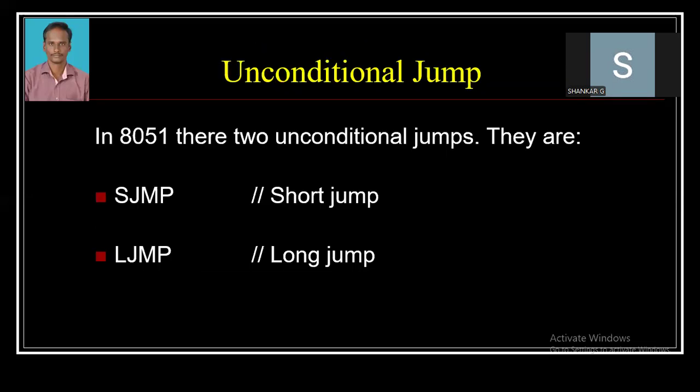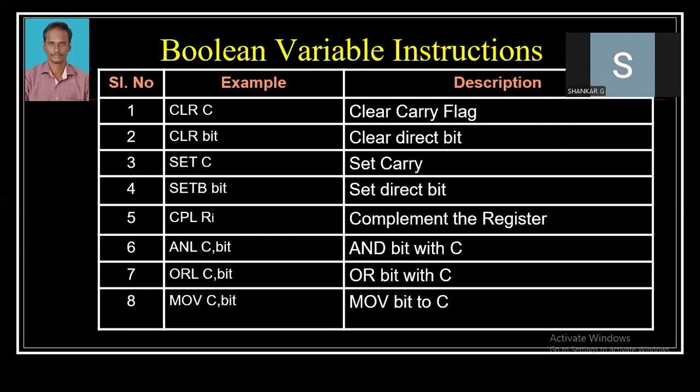And next, unconditional jump. There are two unconditional jumps. One is short jump and another one is long jump. Short jump means the jump which is applied within the same memory location. If the jump will be applied to the next memory location or another part of memory, we are going to apply long jump. And next, Boolean variable instructions.